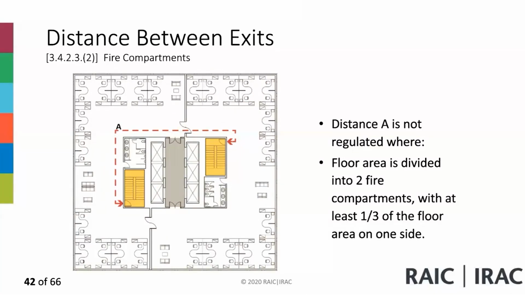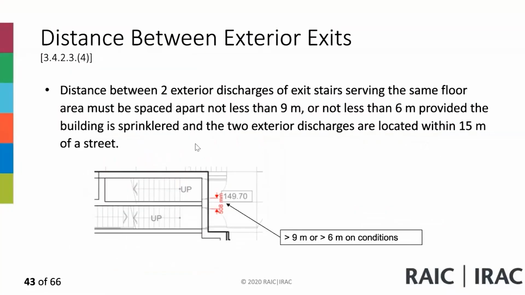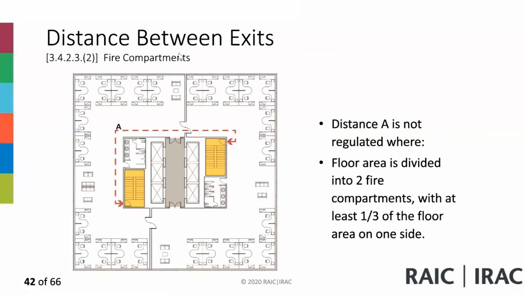The distance is not regulated where the floor area is divided. The floor area is divided into fire compartments, with at least 1/3 of the floor area on one side. So here I have a floor area divided in 2. I have access to my exit from here, and I have access to my exit from here. This is at least half of the area. I meet both conditions here.